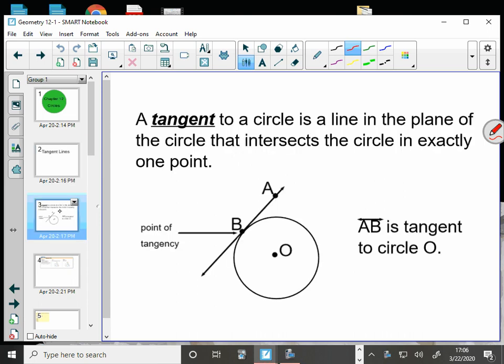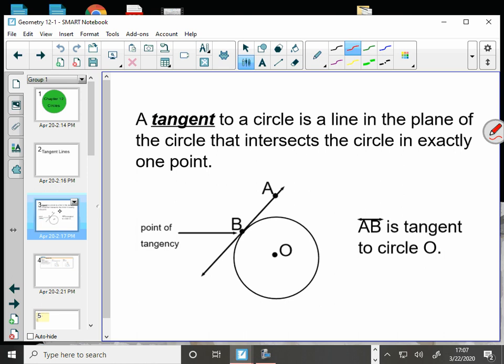A tangent to a circle is a line in the plane of the circle that intersects the circle in exactly one point. So if you look at this picture right here, line AB is tangent to circle O because it intersects circle O at exactly one point, and B is called the point of tangency. So a tangent to a circle intersects a circle at exactly one point.